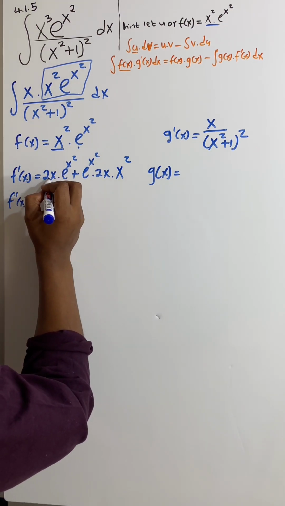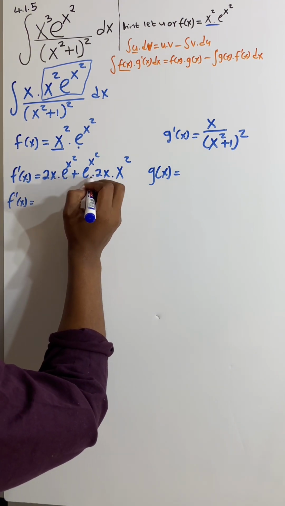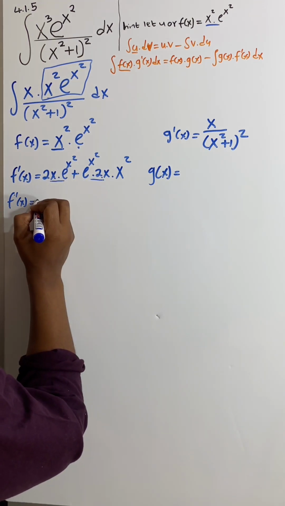From here we can see that we have 2x here and e to the power x squared. Also we have 2x here and e to the power x squared, so we can take these as our common factors.